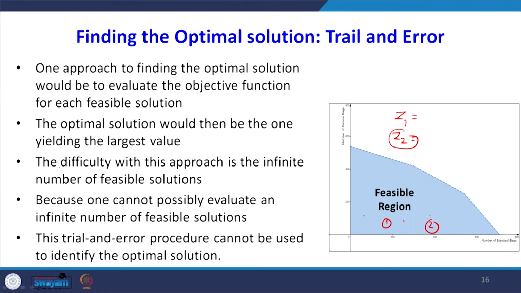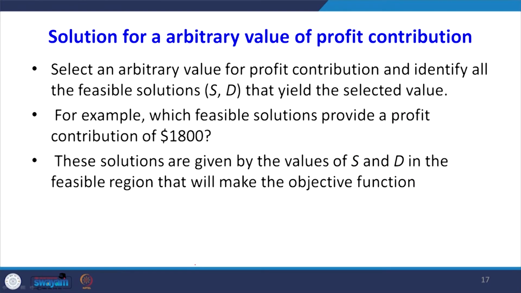The difficulty with this approach is that an infinite number of feasible solutions are possible. So checking all the points and verifying which is the optimal value is very difficult, because one cannot possibly evaluate an infinite number of feasible solutions. So this trial and error procedure cannot be used to identify the optimal solution. The trial and error solution will not be used. So we are going to find another method.